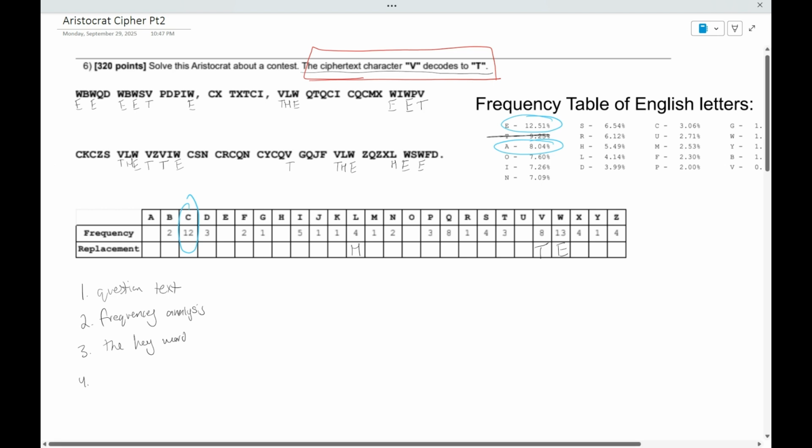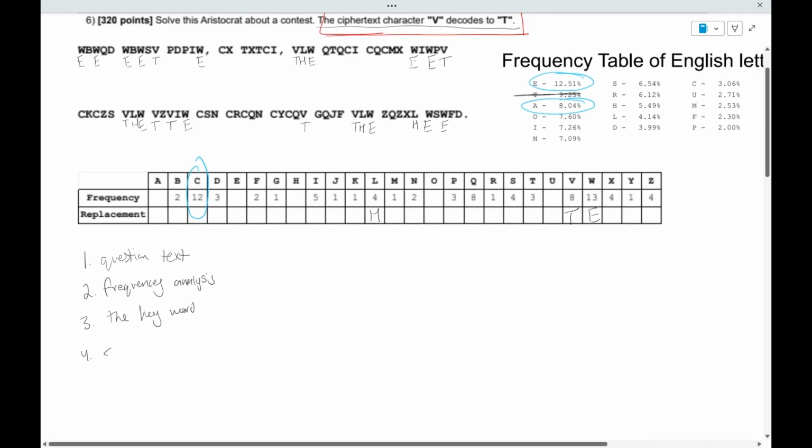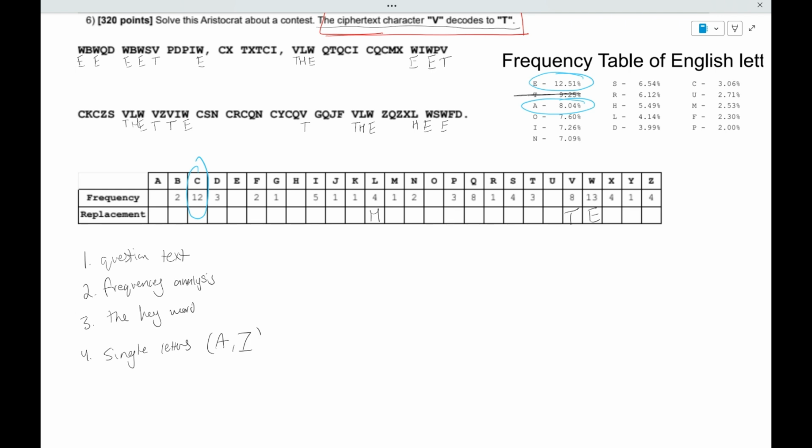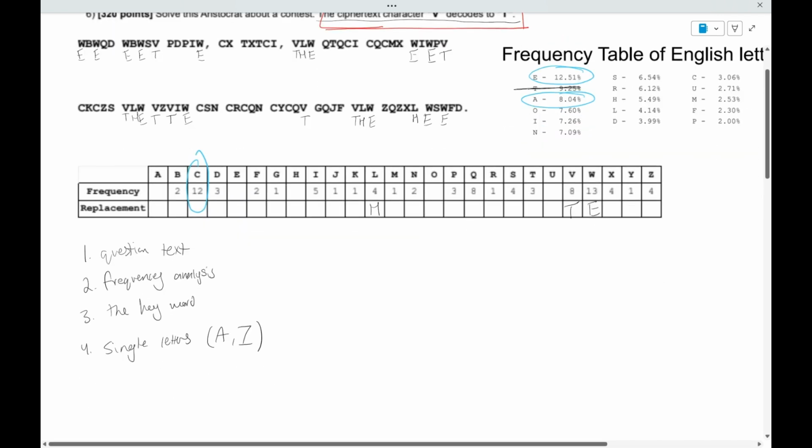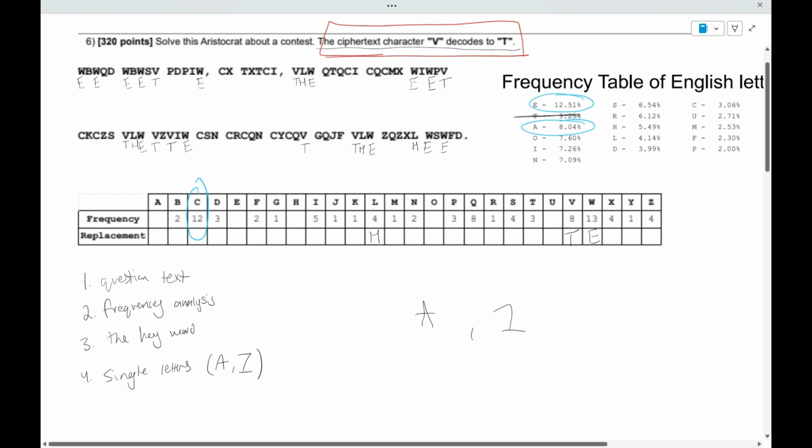Now the fourth step isn't necessarily applicable here because I don't see any of these occurring, but that is when you have the single letters, which is either A or I. Whenever you see a single letter, you know that it's either going to be the letter A or the letter I. And that just makes common sense, right? It could be a banana or I did this, right? So those are the only two letters that could be single letters. We don't have any of those occurring here, but that's just something you want to keep in the back of your mind.